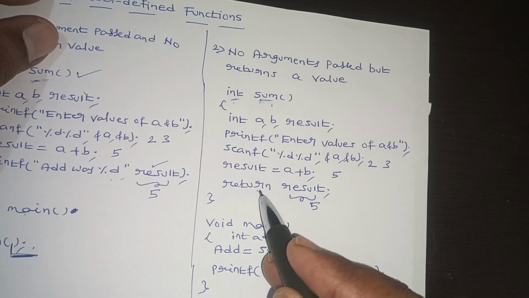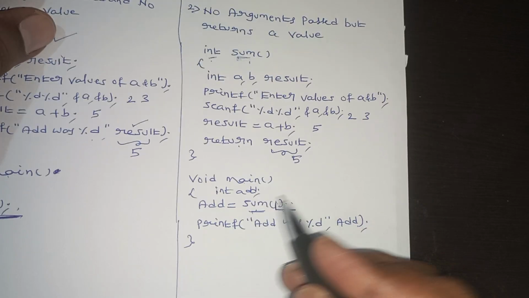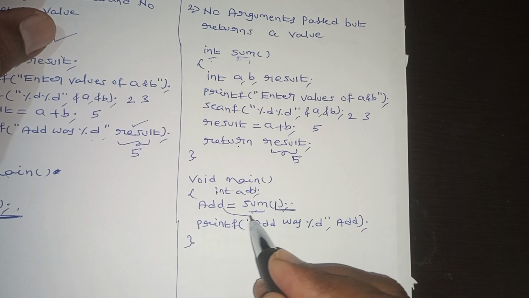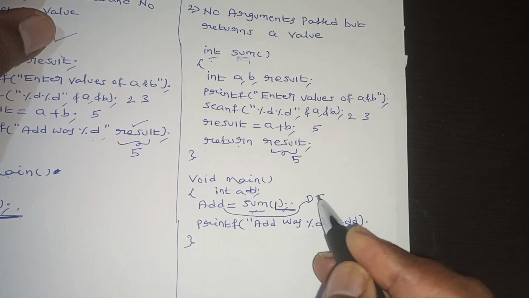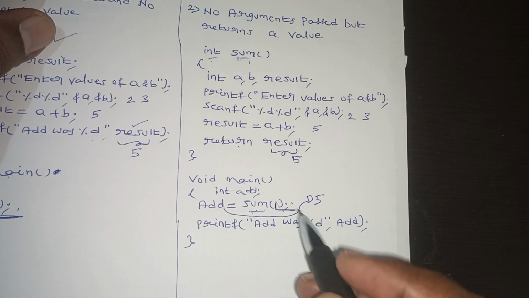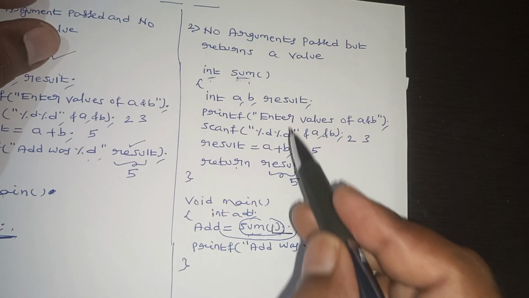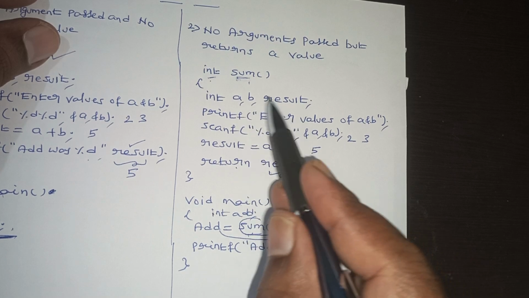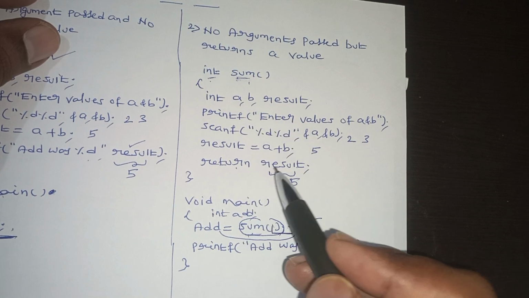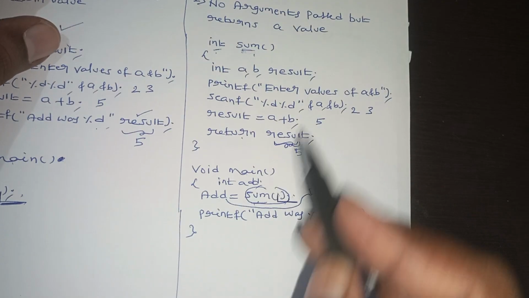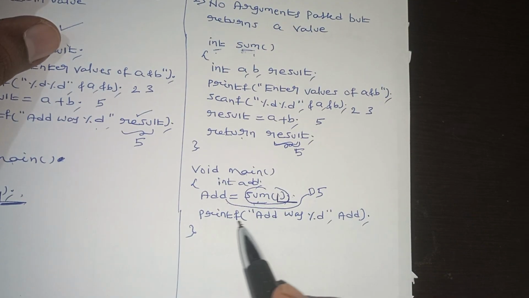Okay, where it is taken? add equal to 5. So now what is 5? This is add equal to 5. So how did I get 5? Using this function I went to this location, did some task, and returned the value. So add equal to 5. Then what am I doing?